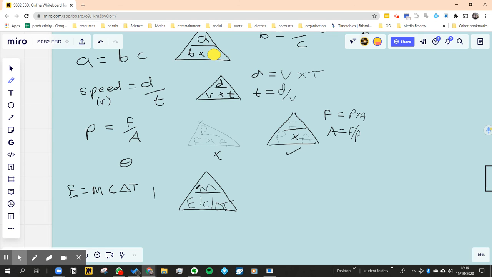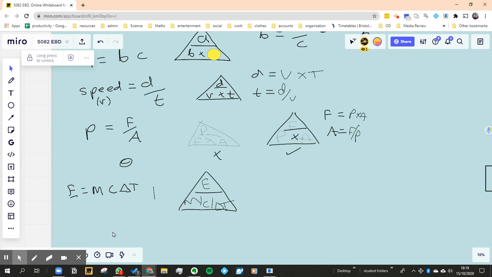Oh, no, this isn't quite right. I just realized the right-hand side had M. Okay, let's try that again. So there's the E. It should have looked like that, because that's all of the right-hand side, the M times the C times the delta T. And then we've got the leftover E, and that goes in the top. So that's what it should look like.